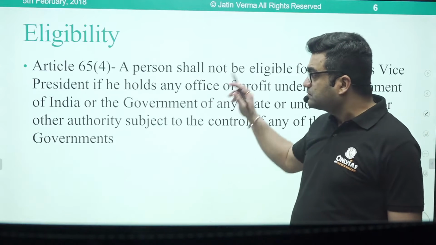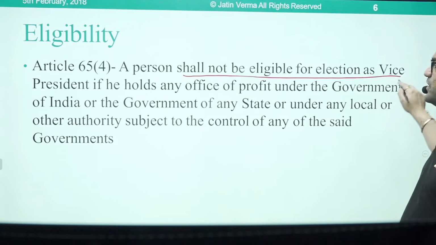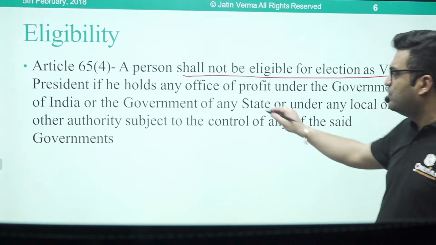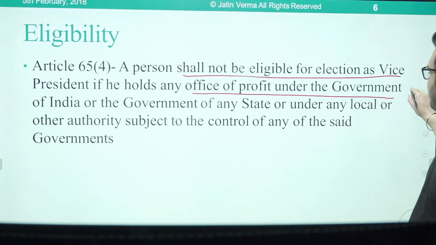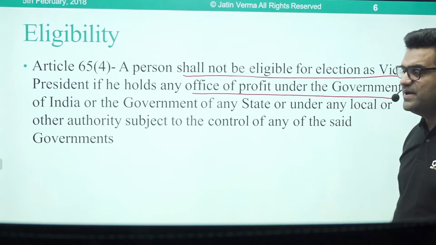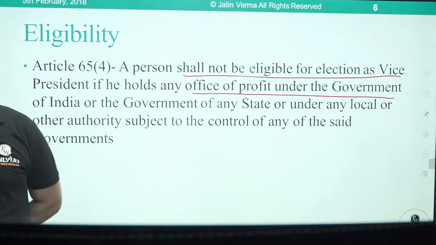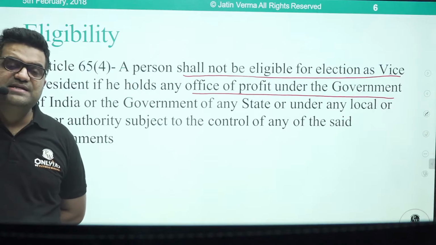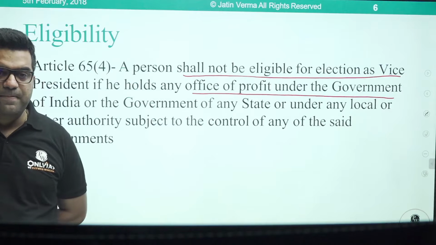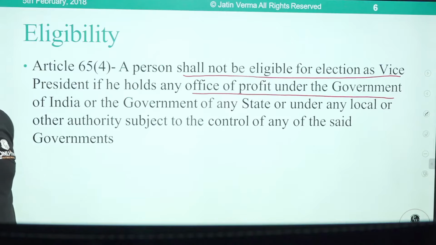Now, Article 65 clause 4: a person shall not be eligible for election as vice president if he holds any office of profit under the government of India. So this will cast a shadow on his eligibility in this case. If he holds any office of profit under the government of India or the government of any state or even a local body, he should not be deriving salary, etc. This is what it basically means here.